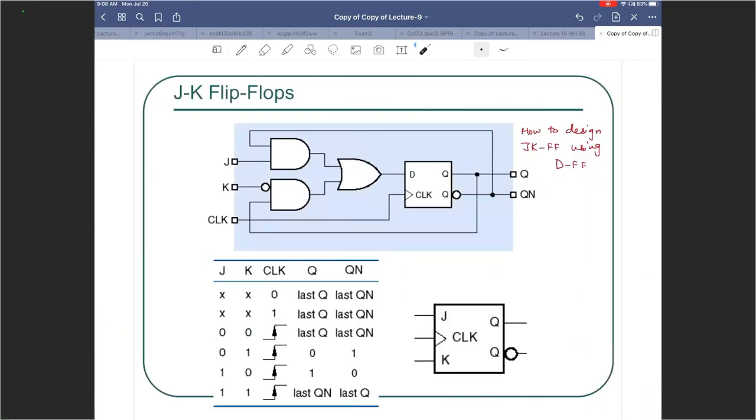What we have next is a JK flip-flop, jump kill flip-flop. I'm saying that this is how we design a JK flip-flop. My claim is that I can take a positive edge triggered D flip-flop and connect it this way, and this will be a positive edge triggered JK flip-flop. Now the main question is, how do I design this? Where does this come from? I will prove that in just a minute.